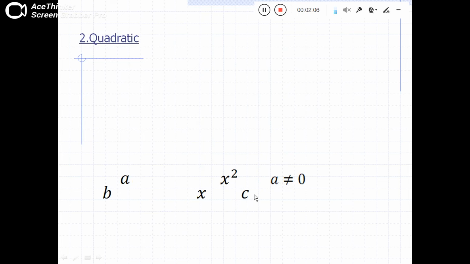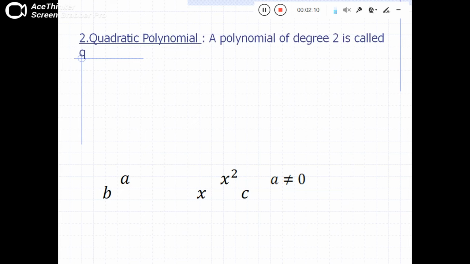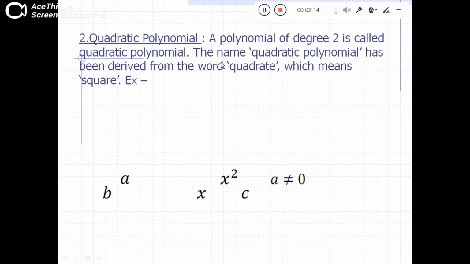Okay, second is the quadratic polynomial. As you have read already, a polynomial of degree 2 is called a quadratic polynomial, and the name of this quadratic polynomial has derived from the word quadrate, which means square. It means in this the highest power of the variable should be square. 2x square plus 3x minus 2 upon 5. This is an example of a quadratic polynomial.